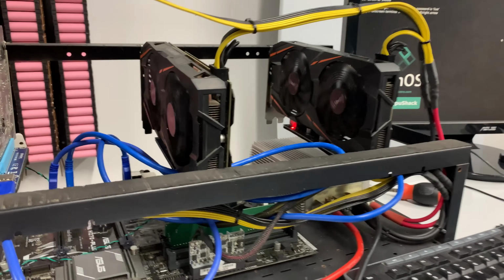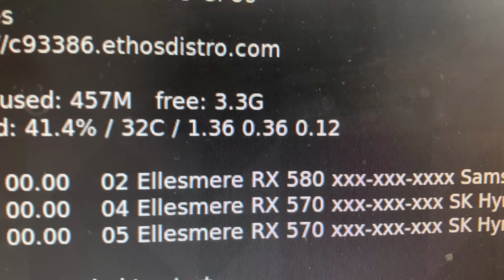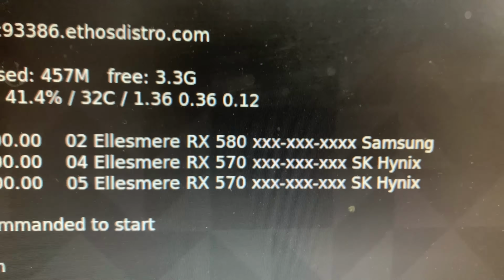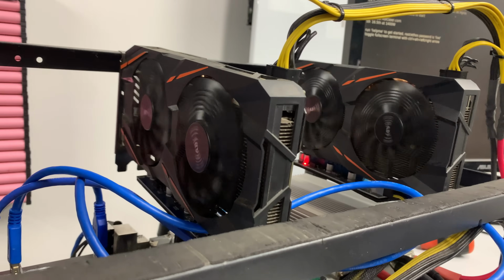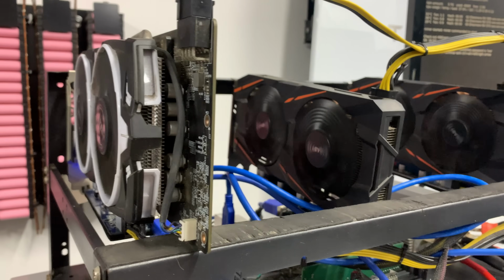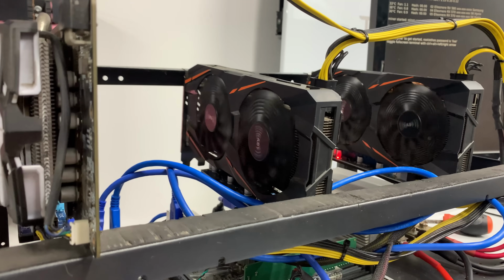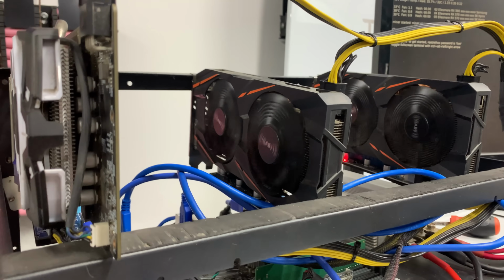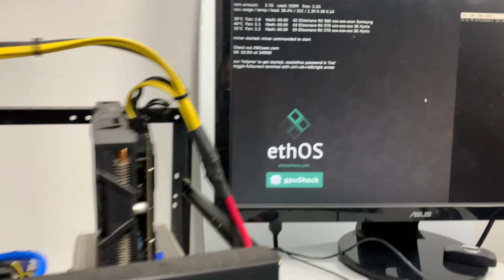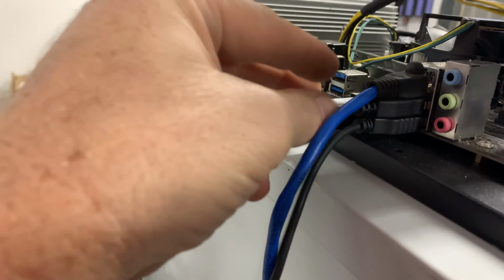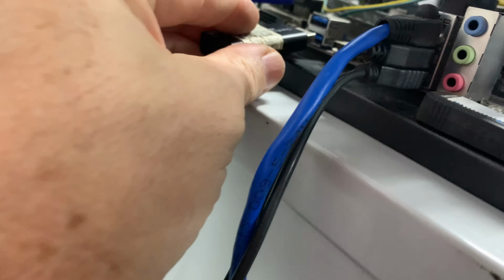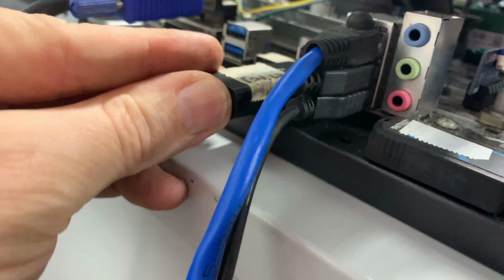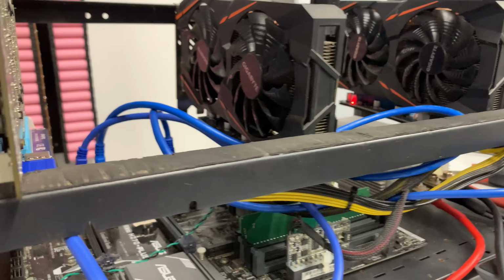The solution to my problem is two RX 570s. Oh no, they're only 4 gig. That's not really a solution to the problem at all. Damn it. 4 gig cards. Okay, I'll have to switch to Ravencoin rather than Ethereum. Oh yeah, switching from Ethereum to Raven. It's gonna change the metrics a little bit, but at least the video can go on.